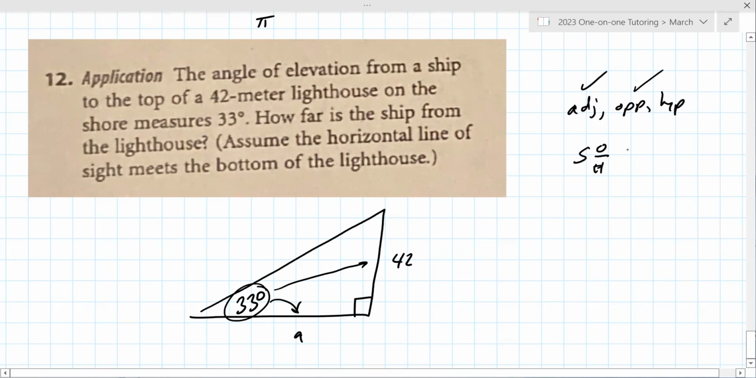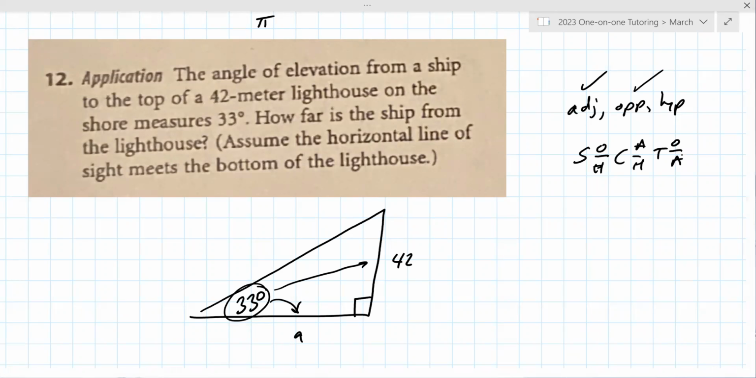So you've got to get this down. So SOH CAH TOA, you got to know that. Like when you roll out of bed, you got to know that. All right, yeah, that would be tan.